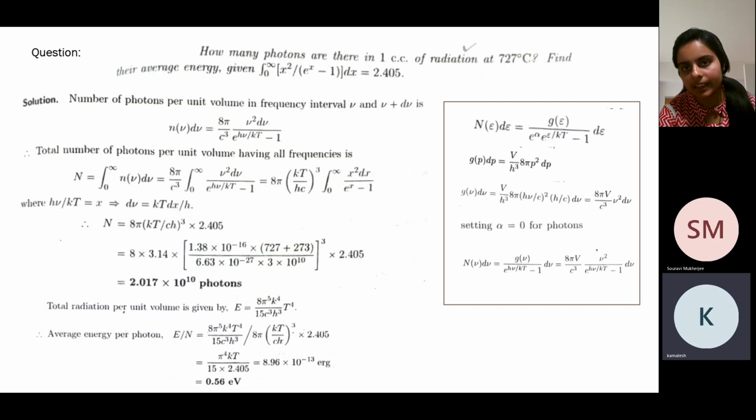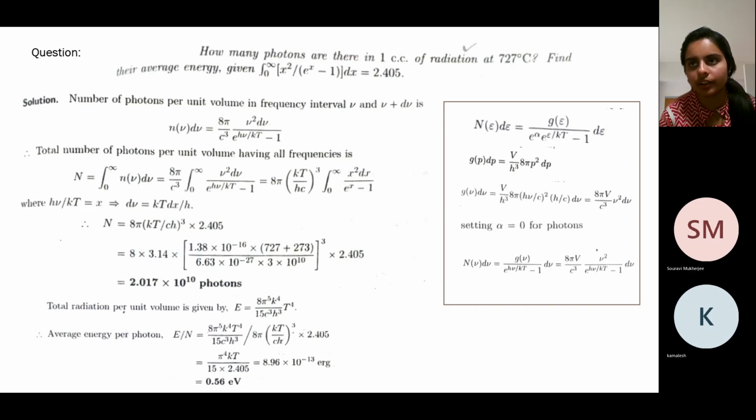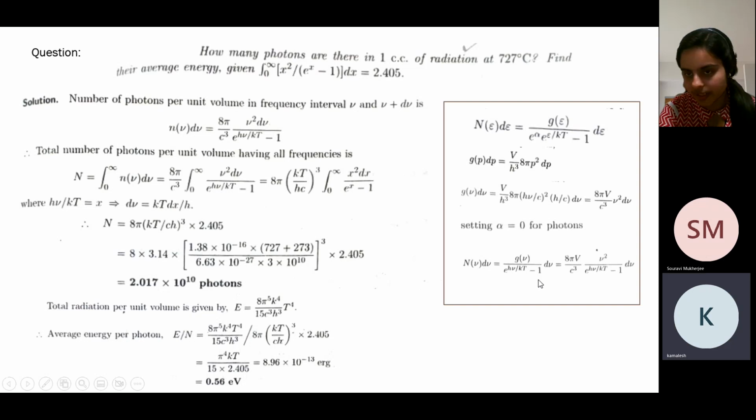If you remember, long back in the derivation for the grand canonical ensemble, we had considered that summation over ni equal to n, right? And accordingly we had considered a Lagrange multiplier alpha, and then we got some value for alpha. But for photons, you have to set alpha to be 0 because of absorption and emission, due to which the number of particles keeps on changing. So if you put alpha equal to 0 in the expression, what you get is this value, right?